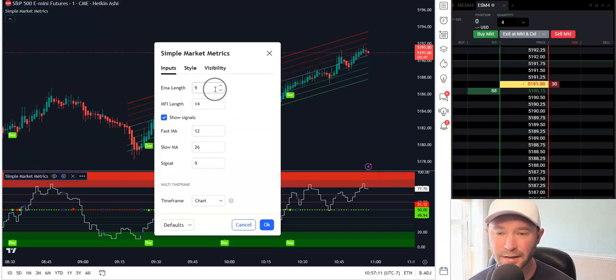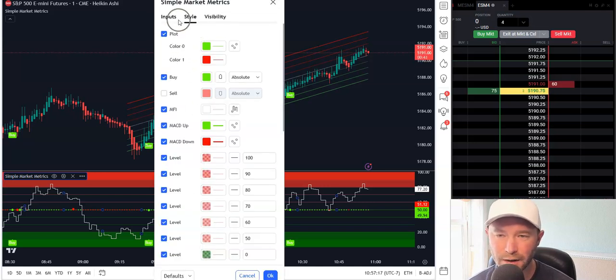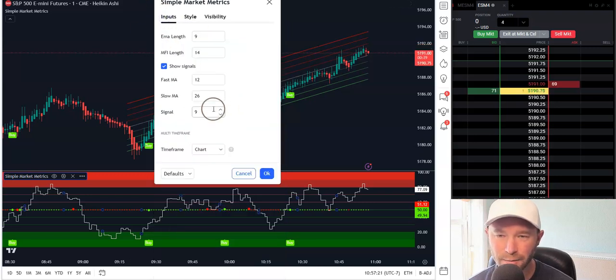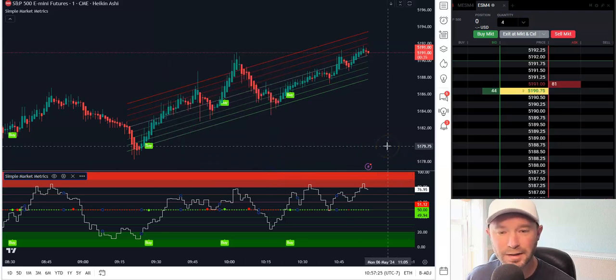These are going to be the same settings, 9, 14, 12, 26, 9, and then you can just do chart right here. Under style, don't worry about any of that. You can change around with colors if you want to, but let's go back here real quick under inputs. Go ahead and take a screenshot of this, add it to your chart. This will show you exactly the same thing that I'm looking at right now.